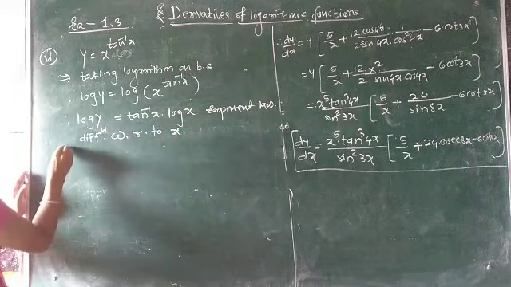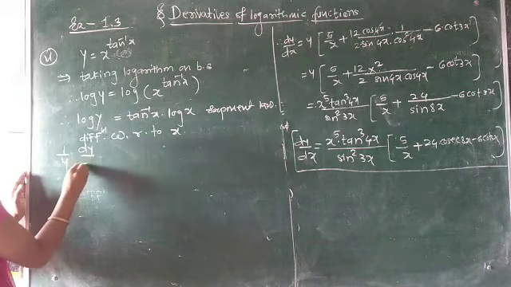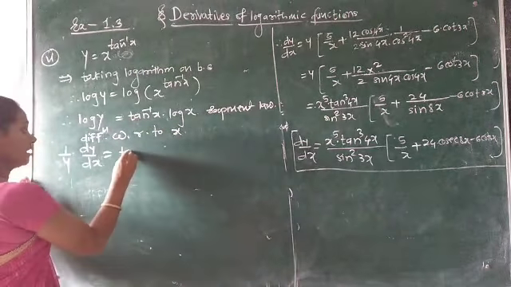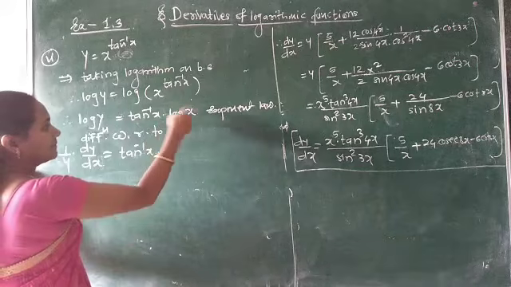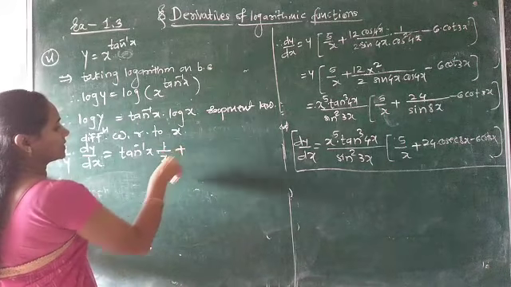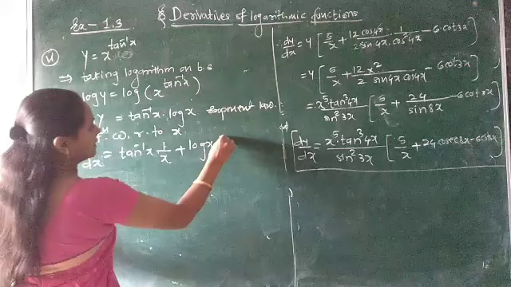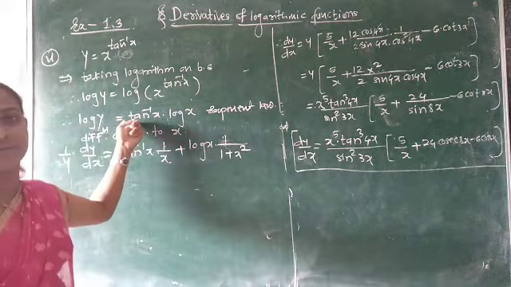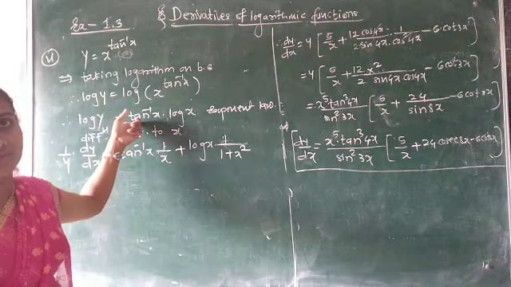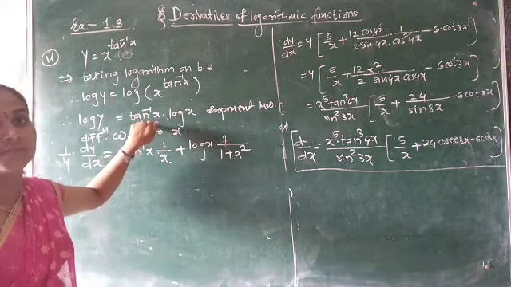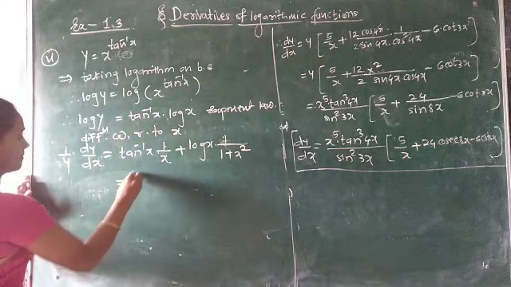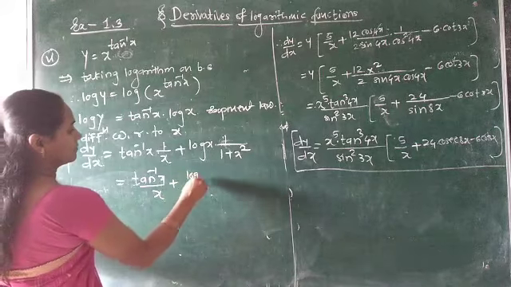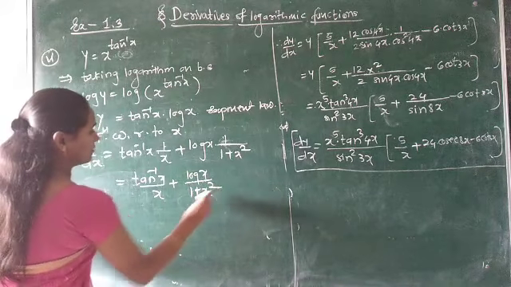That is, the derivative of log y is 1 upon y, the derivative of y is dy upon dx. Here we use the product rule for the derivative: first function into the derivative of second. The derivative of log x is 1 upon x, plus log x into the derivative of first. We know that the derivative of tan inverse x is 1 upon 1 plus x square. Don't forget the formulas of inverse trigonometric functions. So here, tan inverse x upon x plus log x upon 1 plus x square.